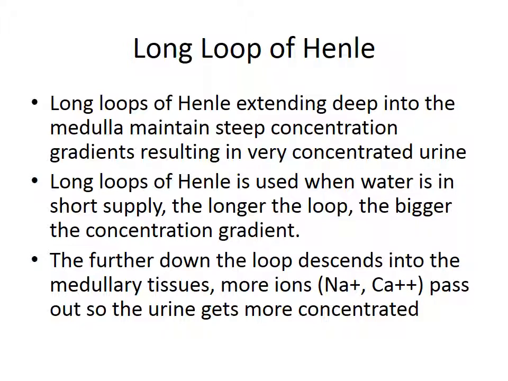Long loops of Henle are used when water is in short supply. The longer the loop, the bigger the concentration gradient. The further down the loop descends into the medullary tissues, the more ions like sodium and calcium can pass out, so the urine can get more and more concentrated.